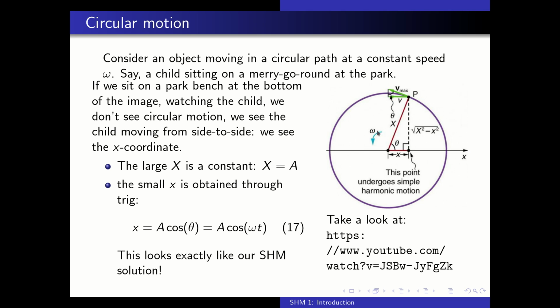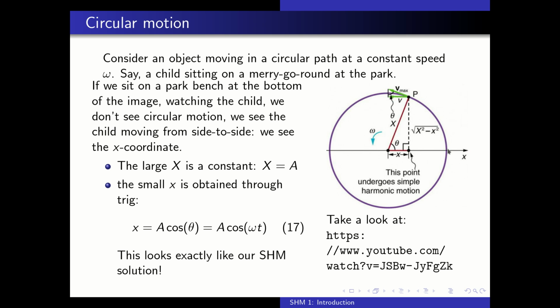Now, the radius of this circle, shown here as a big X, that's a constant. The child is turning this big X circle. But the small x is this, and you can quickly see that that's going to be a component of this vector. So this little x is going to be equal to the radius multiplied by the cosine of this angle. So it's going to look like a cosine.